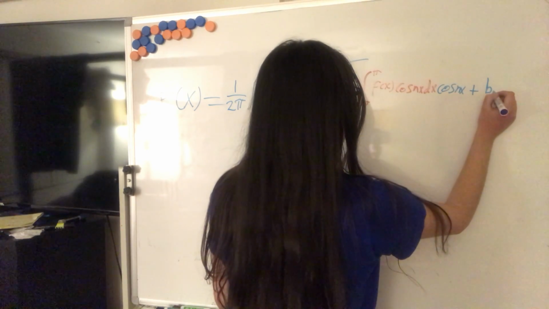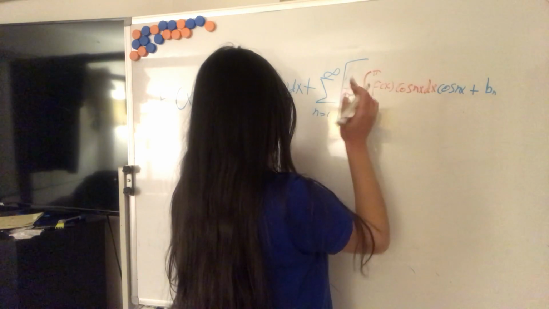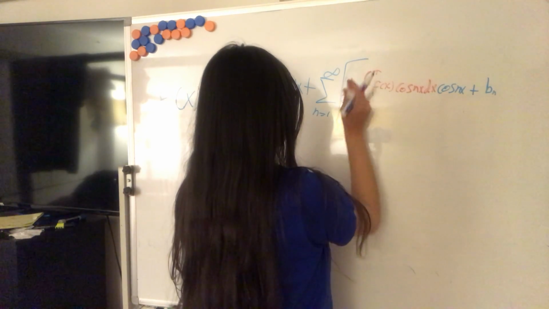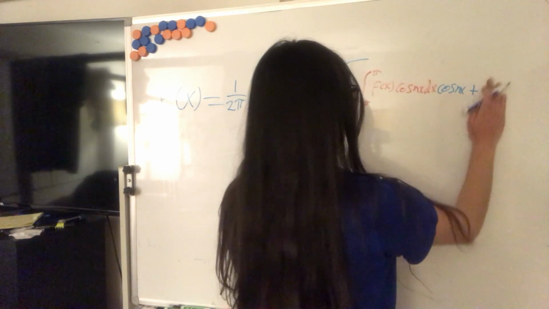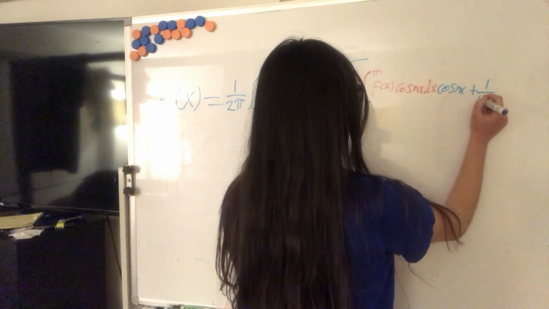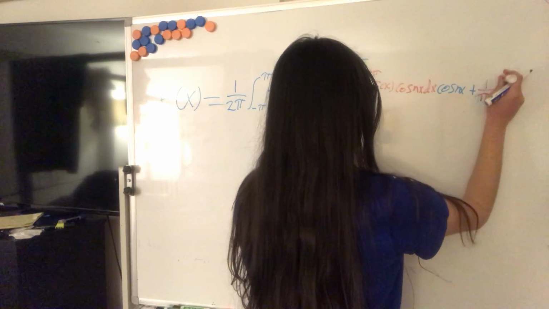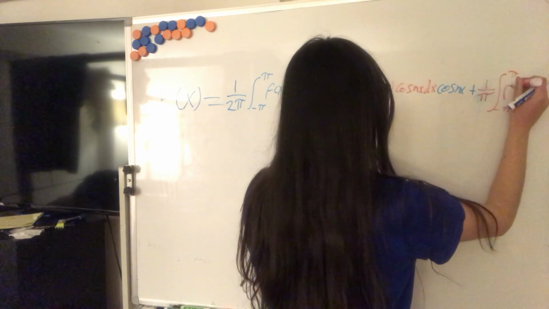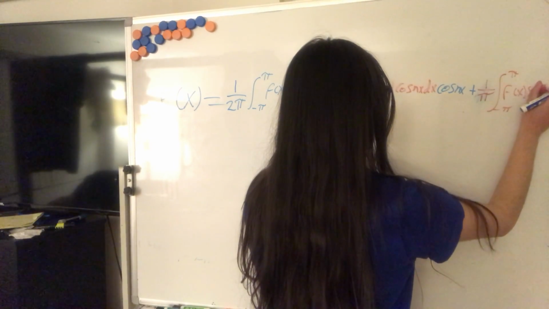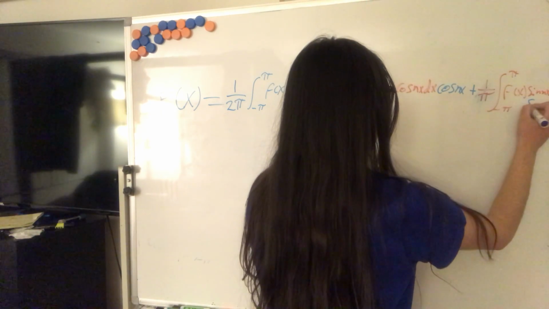Sorry, not a sub n, here I have 1 over pi, plus 1 over pi times the definite integral from minus pi to pi of f of x sine nx dx, and then times sine nx.